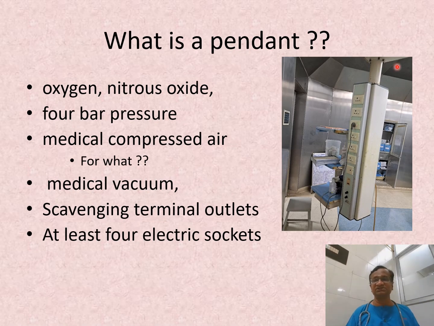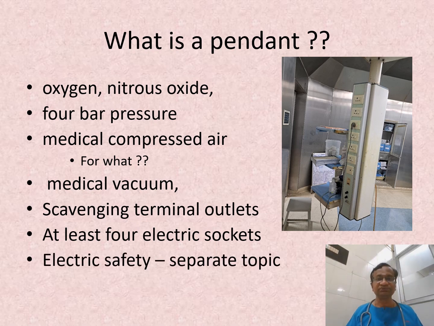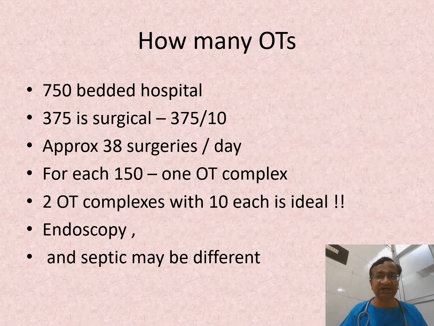Pendants, also this is one pendant. It has got bar pressures, nitrous oxide, oxygen, and some electric sockets, scavenging outlets, everything in one pendant. Sometimes we may need 2 pendants for the operation theater. So vacuum. Sometimes the bar, different medical compressed air will come, different bar, 4 or 7 bars, or sometimes the orthopedician will need compressed air at higher bar. Electrical safety, we are not bothered now.